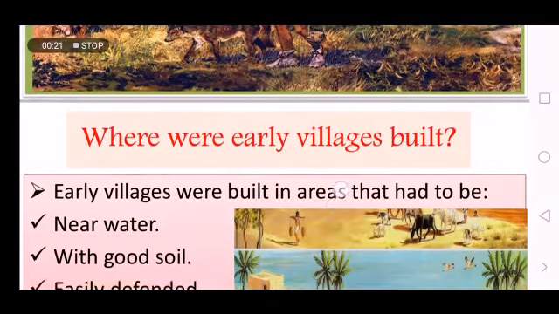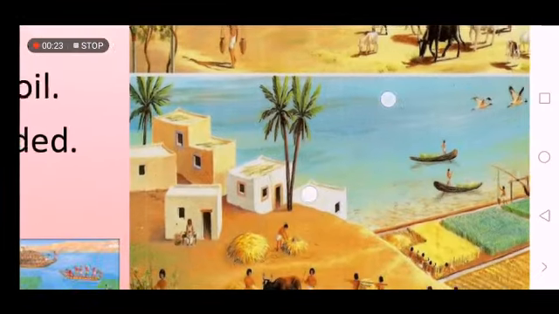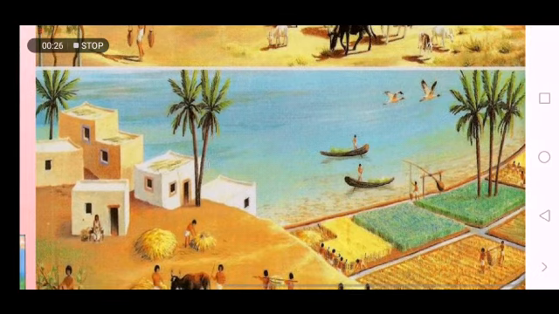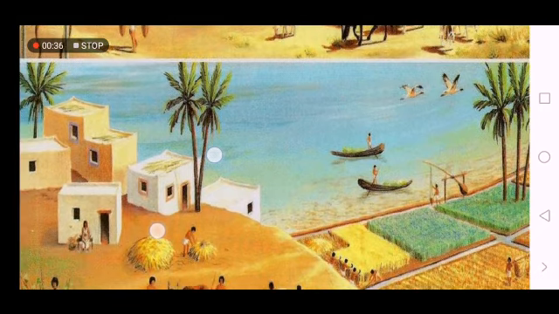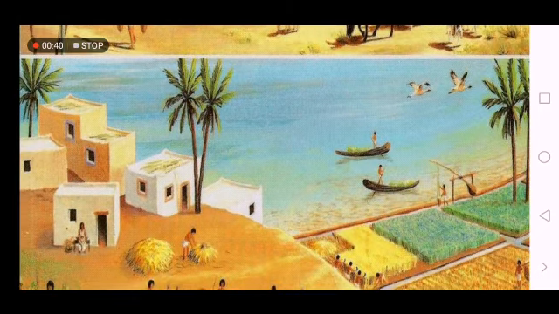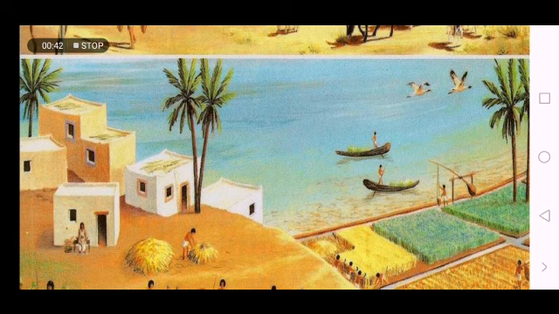For a place to be good for farms and houses, it had to be near a water body. As you can see here, they built their houses near a river, and the farm as well is near a river, so they could use the water from this river for drinking, for watering the plants, for watering the animals, and also for washing and cooking.